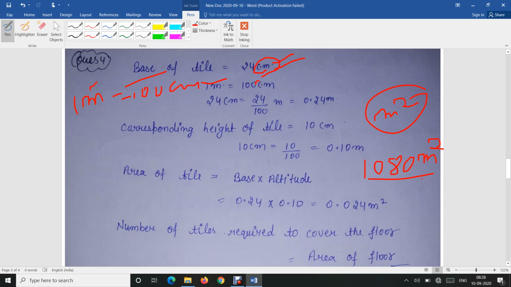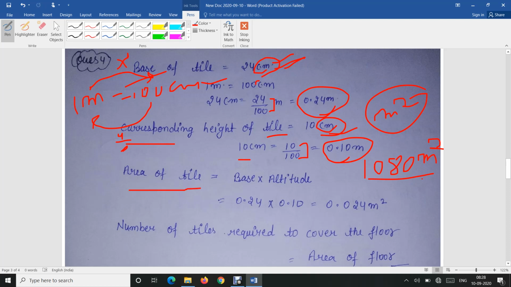If we want to convert from meter to centimeter, we multiply, and if we want to convert from centimeter to meter, we divide. This time we need to convert from centimeter to meter, so we will divide 24 by 100. So this will be 24 upon 100, that is equal to 0.24 meter. The corresponding height of the tile is 10 centimeter. Again we need to convert this into meter, so 10 divided by 100 meter is equal to 0.10 meter.